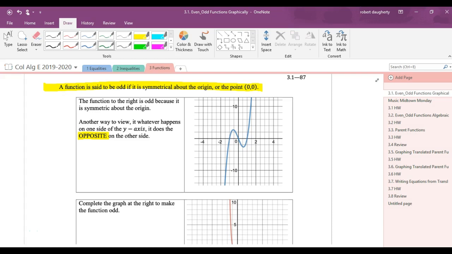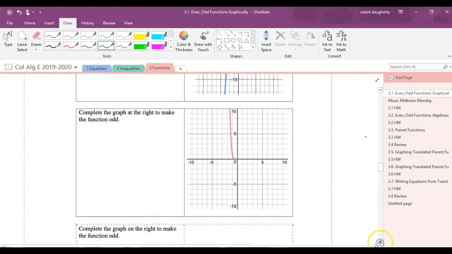Now, the easier way I think of it is whatever it's doing on the left side, it does the opposite on the right. So it goes up a little bit and then down to negative infinity. The opposite of that would be going down and then up. So this is what an odd function would look like. It does the opposite thing on both sides of the axis. So let's look at the next graph.